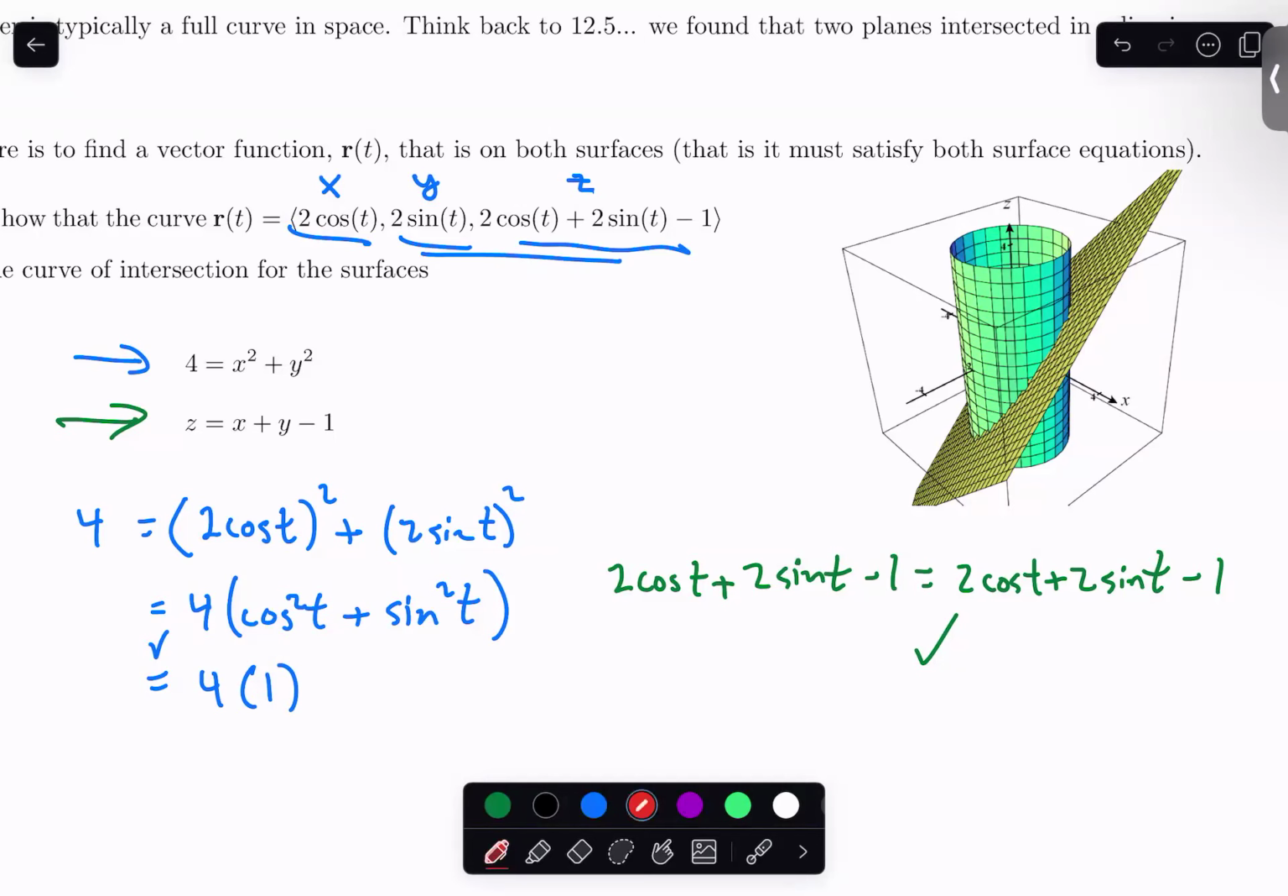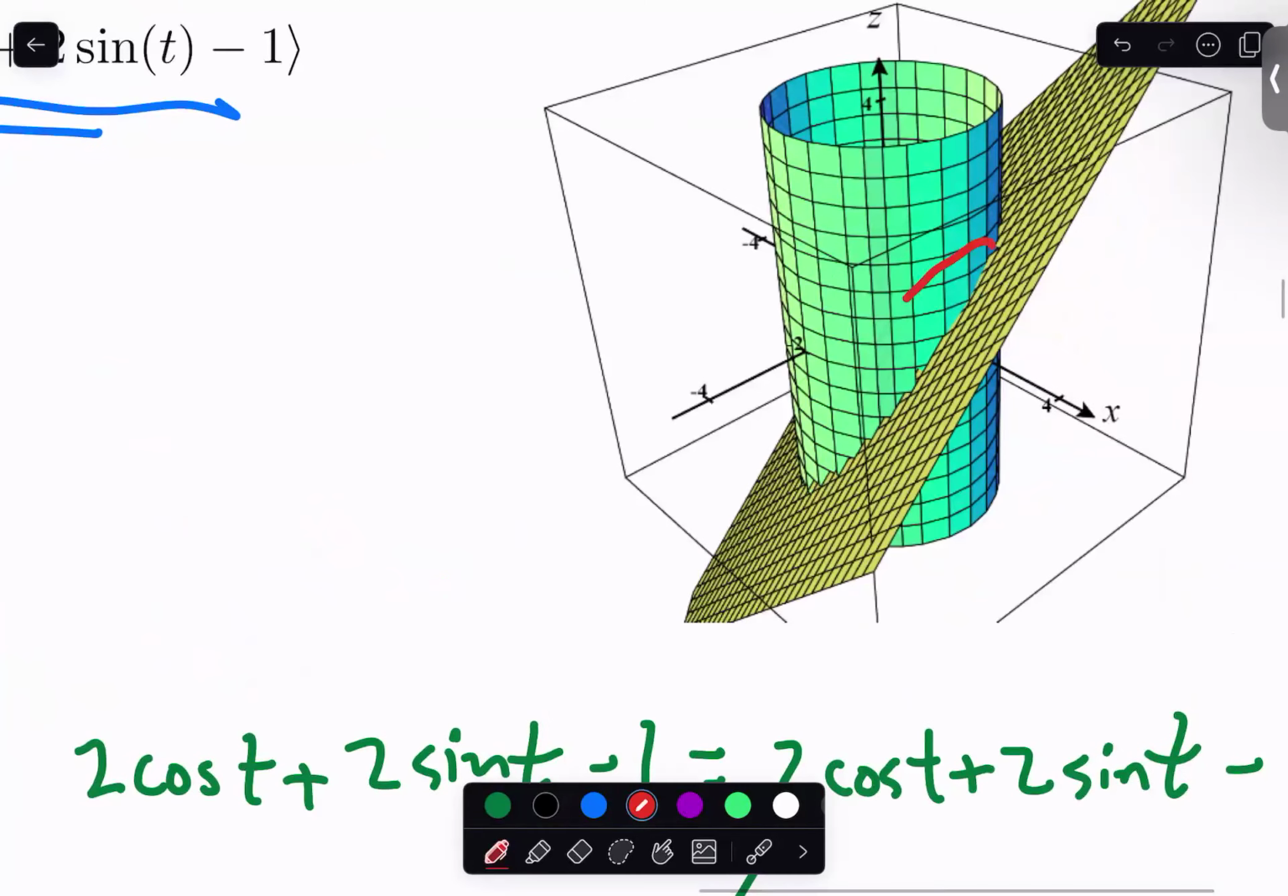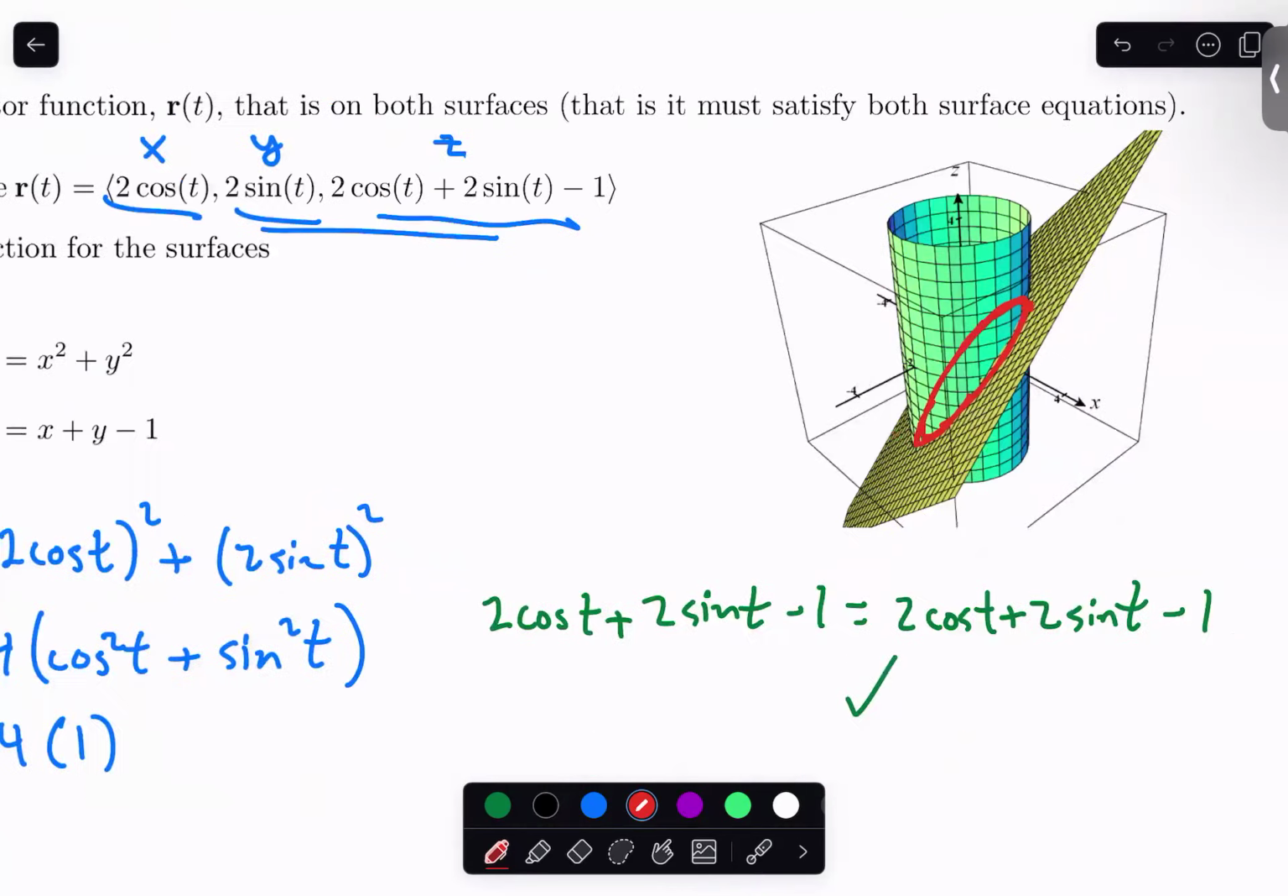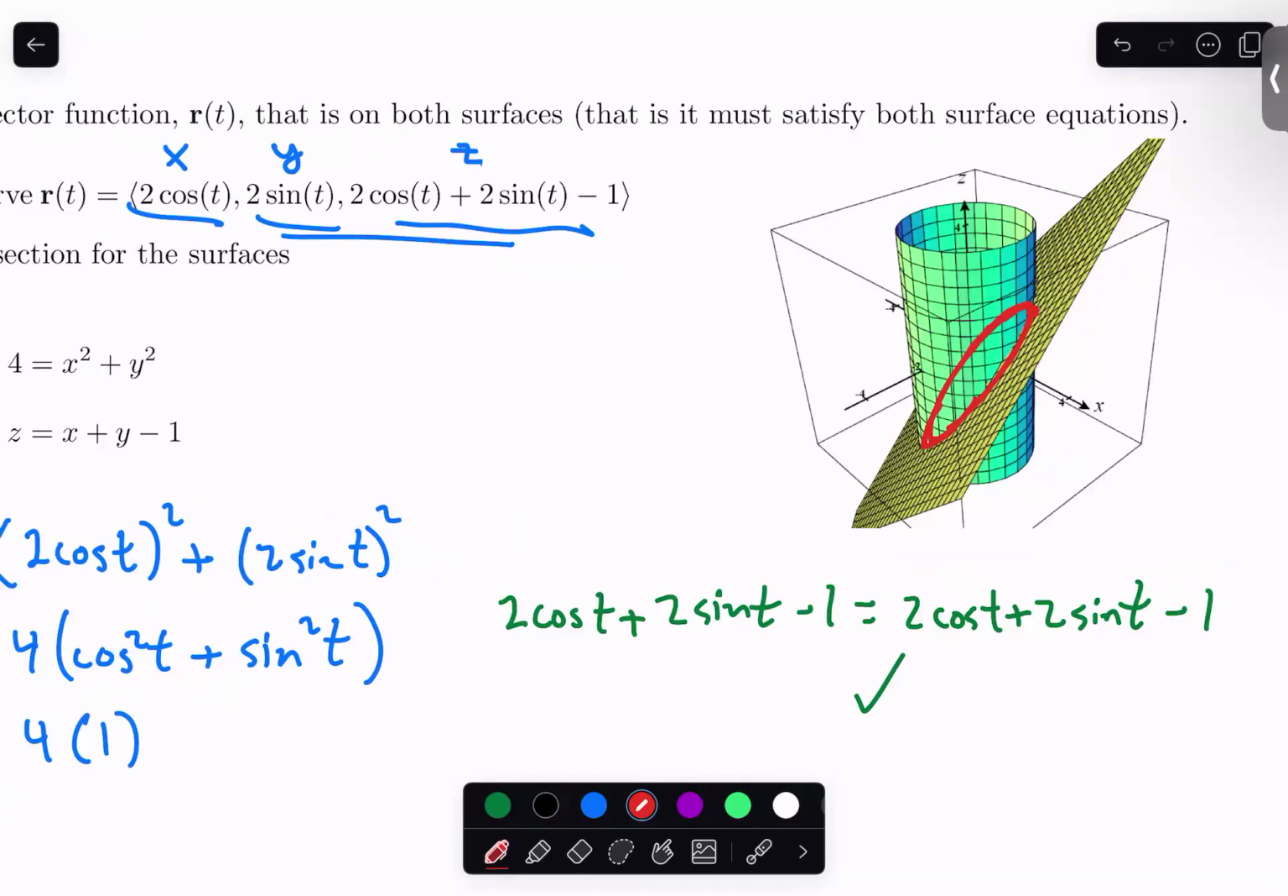So if I was to imagine what this shape is, now we're going to get some sort of circle at a bit of a slant here, because it's both on my cylinder and it's on my plane.